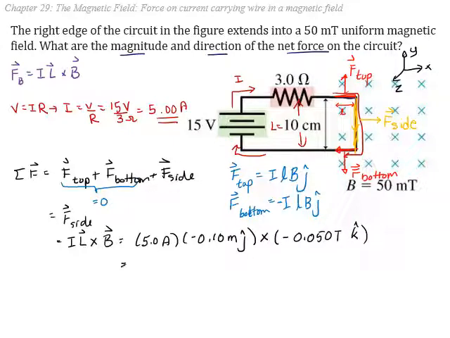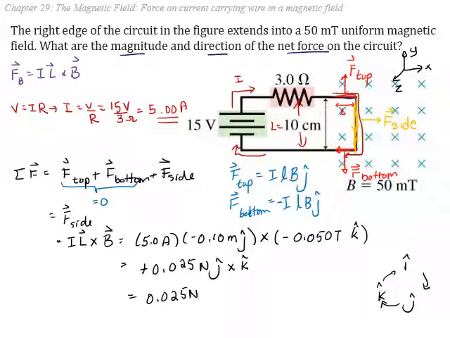In doing this calculation, I can multiply my numbers. 5 times minus 0.1 times minus 0.05 will give me plus 0.025. That's in newtons. Then I'm left with J hat cross K hat, which gives us I hat. So 0.025 newtons I hat. We'd already found the direction of the force from our right-hand rule, but it's absolutely legitimate to find it using the cross product as well.